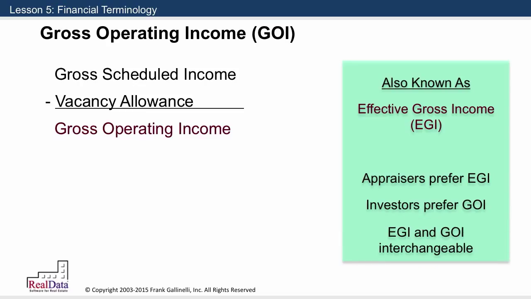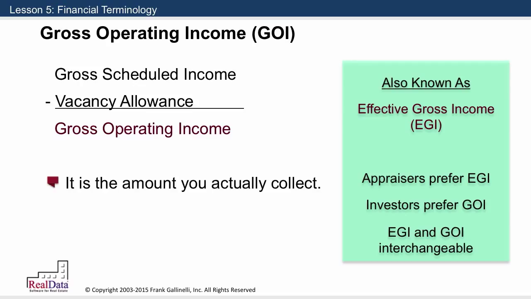And the short version is that this is the amount you actually collect. So this is the total potential income from the property minus what you've lost from vacancy and credit. What's left over is the actual money that comes in, which is the gross operating income.